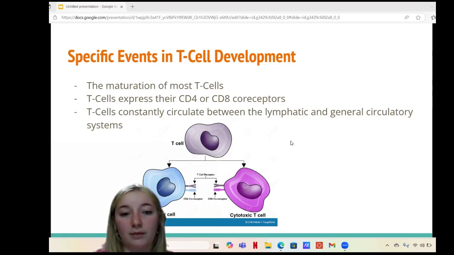There's multiple different types. So here is a T helper cell, and here is a cytotoxic T cell, and here's the CD4, which is the helper, and the CD8, which is the cytotoxic. Here are the T cell receptors. So that's just showing the different branches, the different types there.